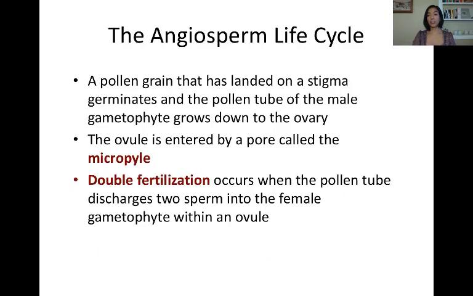One of the features that angiosperms have is double fertilization. As in conifers and gymnosperms in general, we're going to have the fertilization of the egg, and that is going to produce the embryo. However, in angiosperms, we have another fertilization happening in the life cycle. That's what we're going to learn now.